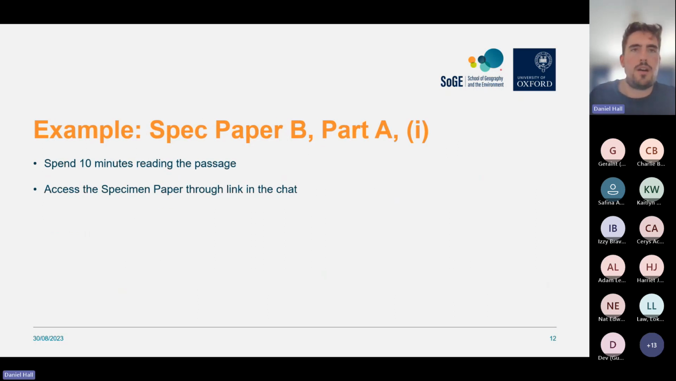So we're going to look at an example now. I will stop sharing my screen in just a second so I can send the link into the chat. But we're going to look at specimen paper B, part A, subsection 1. And I want everyone to spend about 10 minutes reading the passage, and then we're going to go through some of the questions. So I will stop presenting my screen now, and then I will send the link to the website.